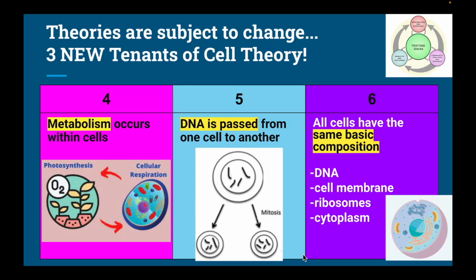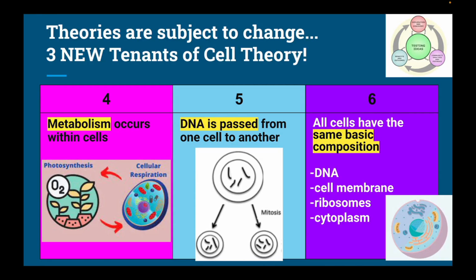There are new parts of this theory. The parts of the theory are called tenets, and there are three new parts of the theory that scientists have been able to put together with lots of data and lots of evidence. The fourth part of the theory is that metabolism occurs within cells. Metabolism is chemical reactions. Number 5. DNA is passed from one cell to another cell when the cell divides. When you grow, you get more and more cells. Those cells, when they grow and divide, pass DNA.